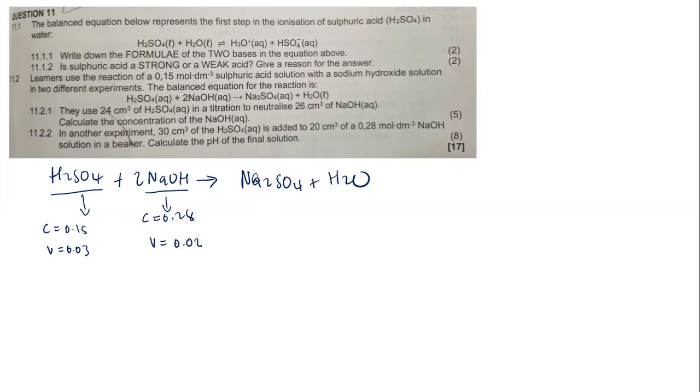Now, this is what is happening. The solution could be acidic, or the solution could be basic when determining the pH. The thing about this is that between these two reactants, we do not know which one is the limiting reagent and which one is the excess reagent. So we are going to determine the limiting reagent. The one that is not the limiting reagent is the excess reagent.